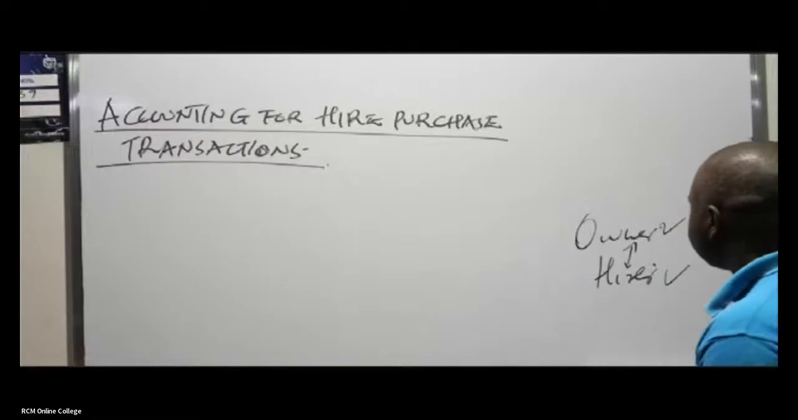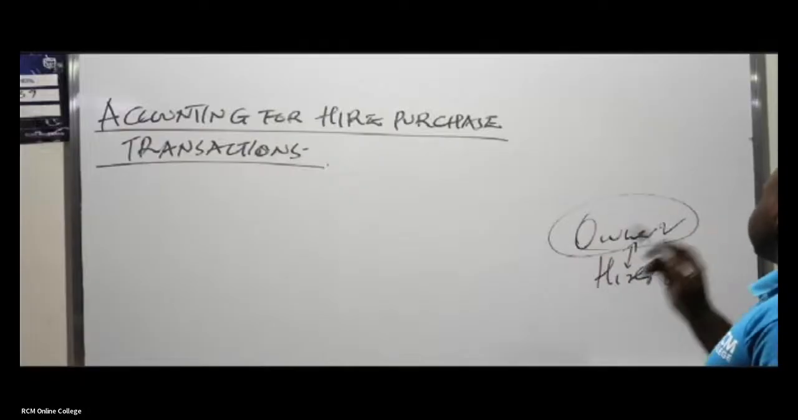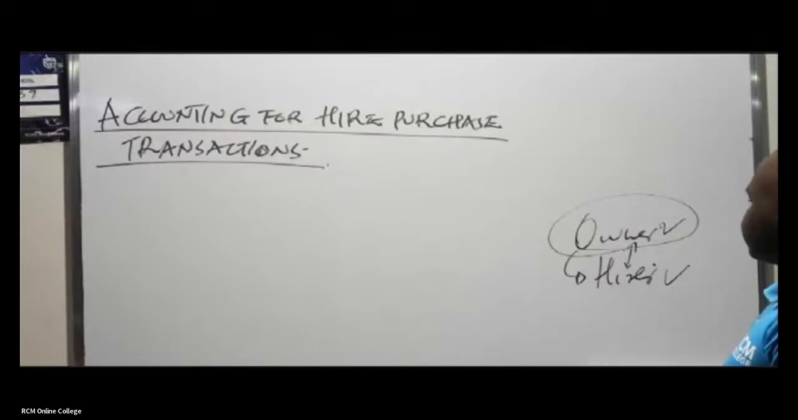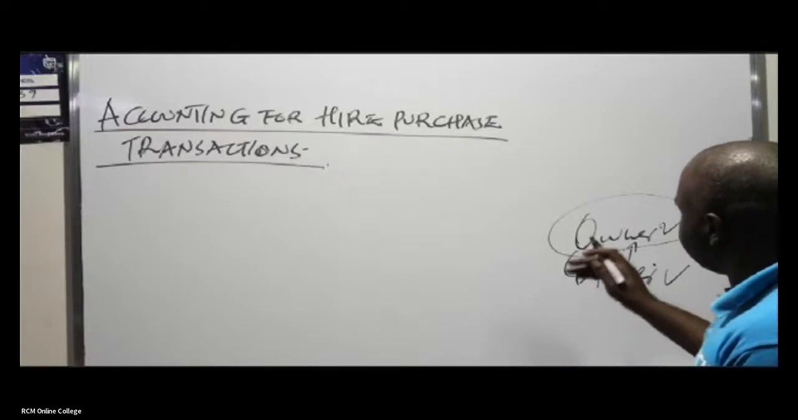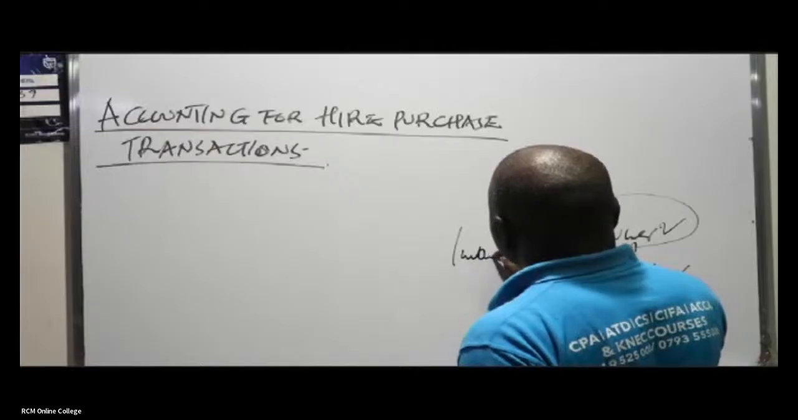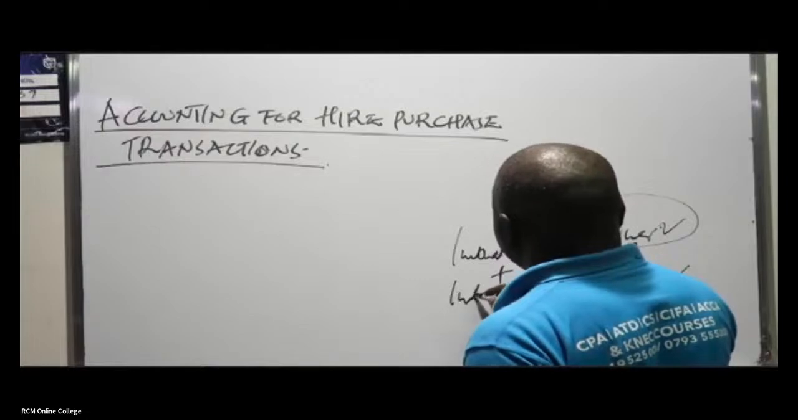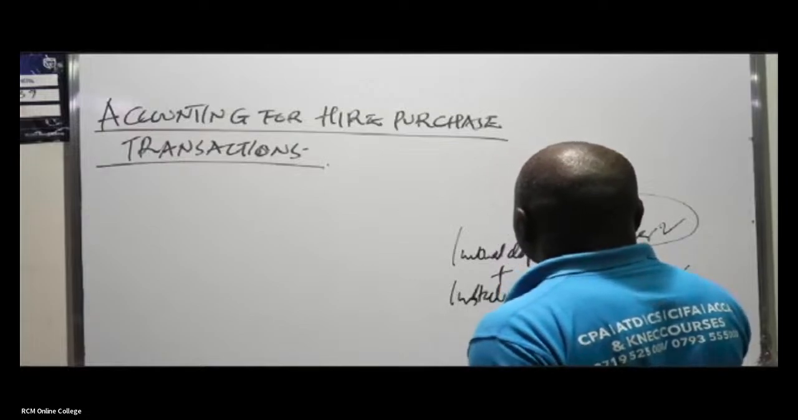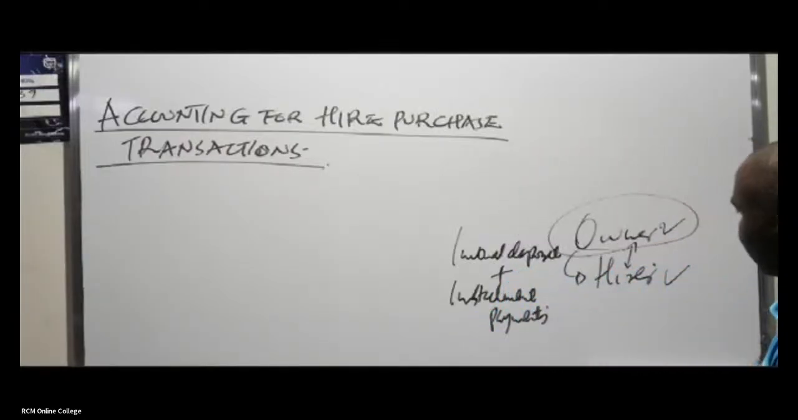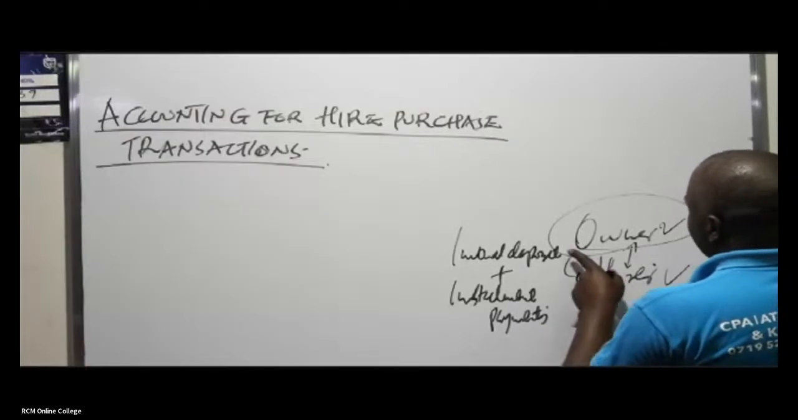Because what normally happens under hire purchase transactions or contracts, the owner conveys the right of use of goods, whereby the consideration is that the hirer pays an initial deposit. Then he will pay installment payments. Part of the agreement is that once the installment payments have been settled, the hirer can now become the owner of the goods.